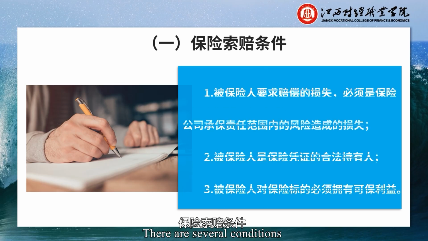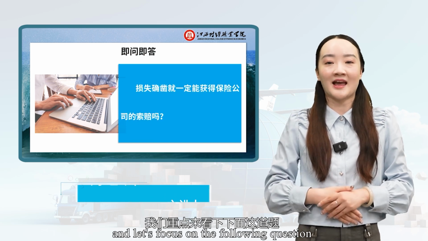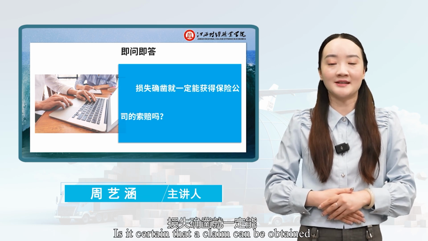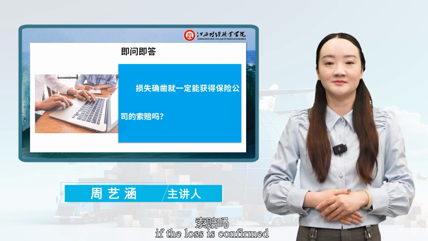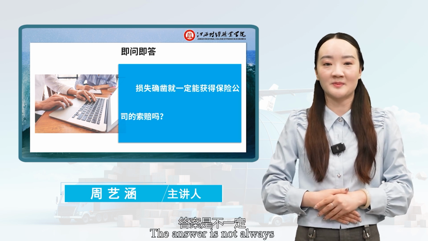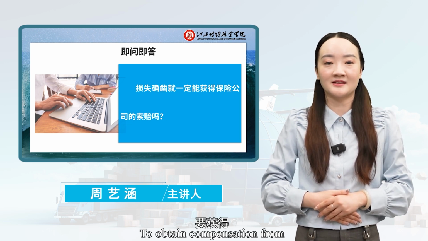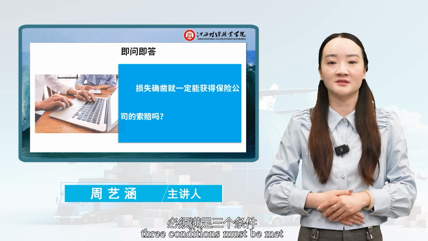Finally, let's take a look at the insurance claim conditions and procedures. There are several conditions for insurance claims, and let's focus on the following question. Is it certain that a claim can be obtained from the insurance company if the loss is confirmed? The answer is not always. To obtain compensation from an insurance company, 3 conditions must be met.